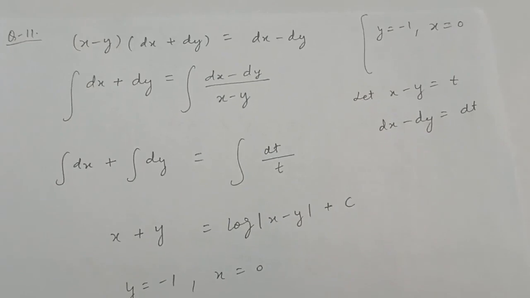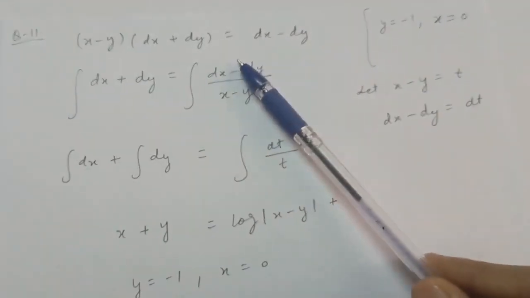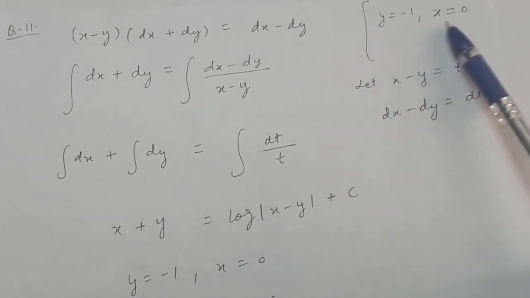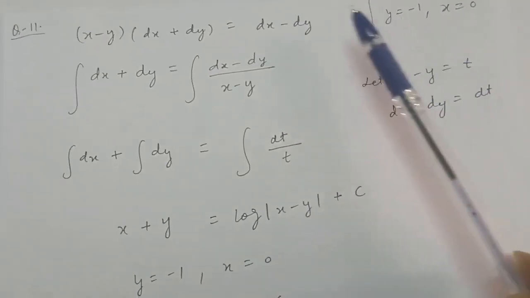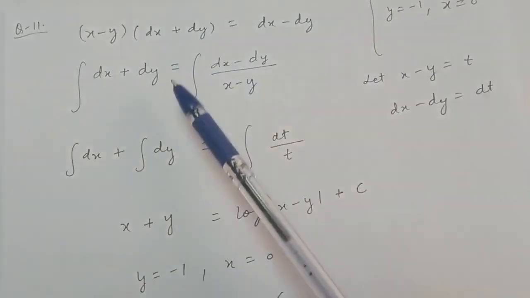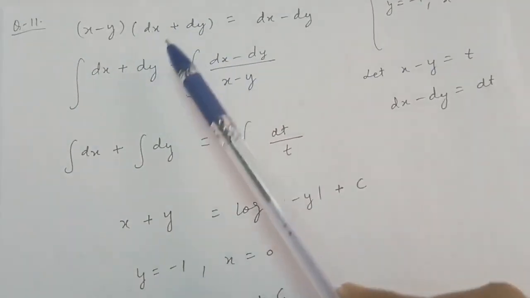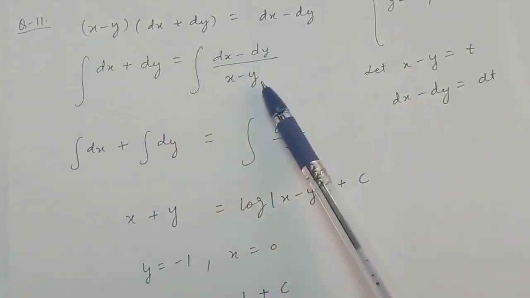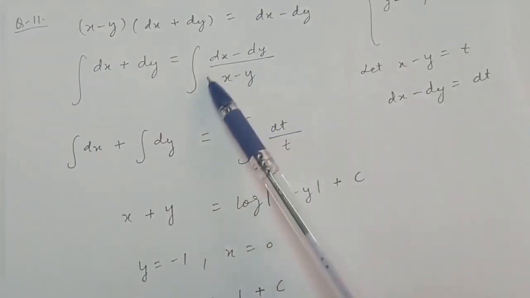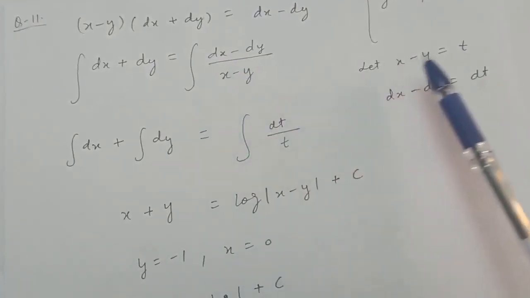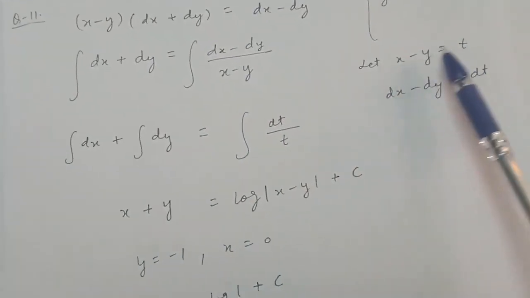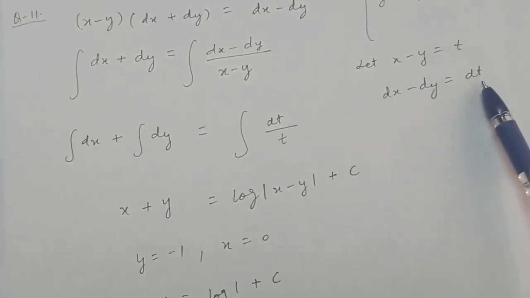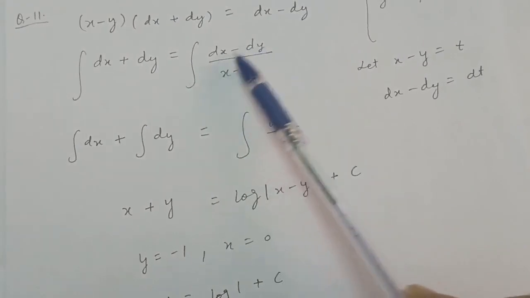Question number 11th is find the particular solution of the differential equation given when x is equal to 0, y is equal to minus 1. This is also given in the question. Now see, for this differential equation, keep this dx plus dy this side and take this x minus y on the right hand side. Now see, if I let this x minus y as equal to t, then after derivating both the sides, you will get dx minus dy equal to dt, which is here in the numerator, right?